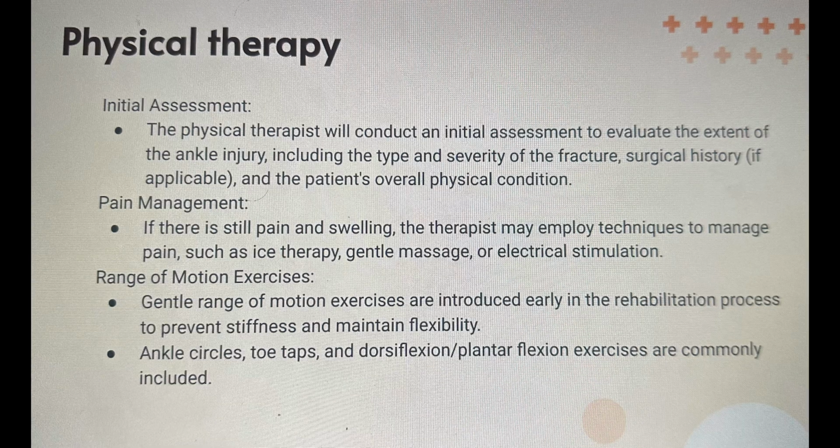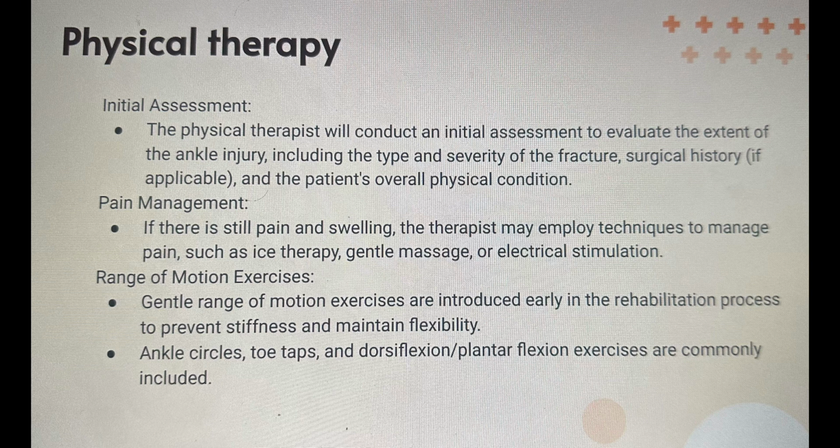Then there's physical therapy. First, they'll give you your initial assessment. The physical therapist will conduct an initial assessment to evaluate the extent of the ankle injury, including the type and severity of the fracture. They'll look over your surgical history and your overall physical condition. Then there's pain management. If there's still pain and swelling in the ankle, therapists may employ techniques to manage pain such as ice therapy, gentle massage, or electrical stimulation.